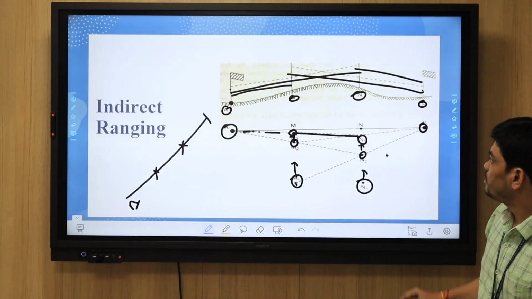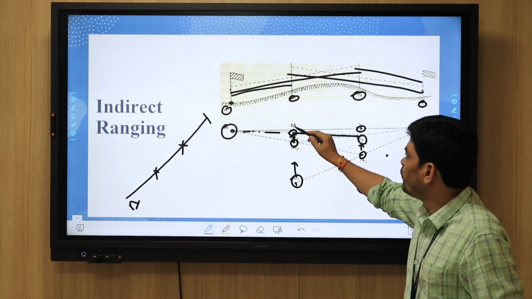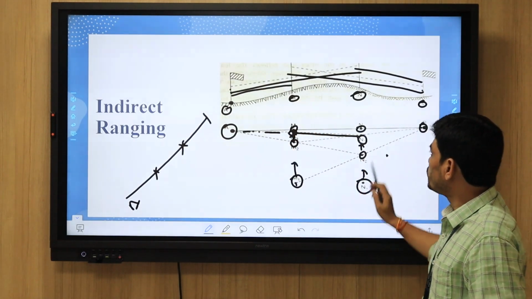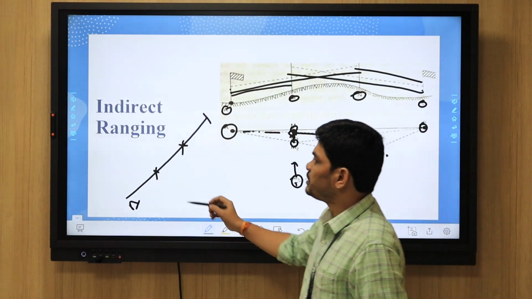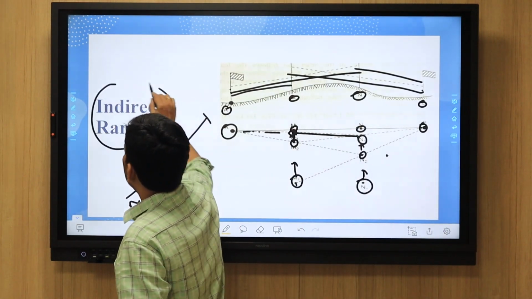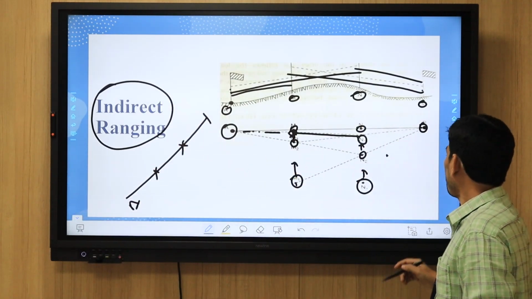Next, if we repeat like this, we will come to the point that M1, N1 and all those points are in the same line. Like this, we have identified them. This is nothing but indirect ranging. This is very important when we are measuring longer distances.